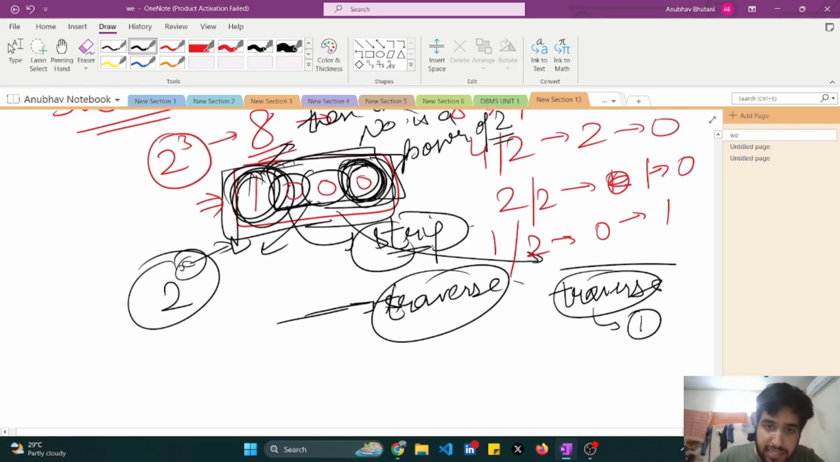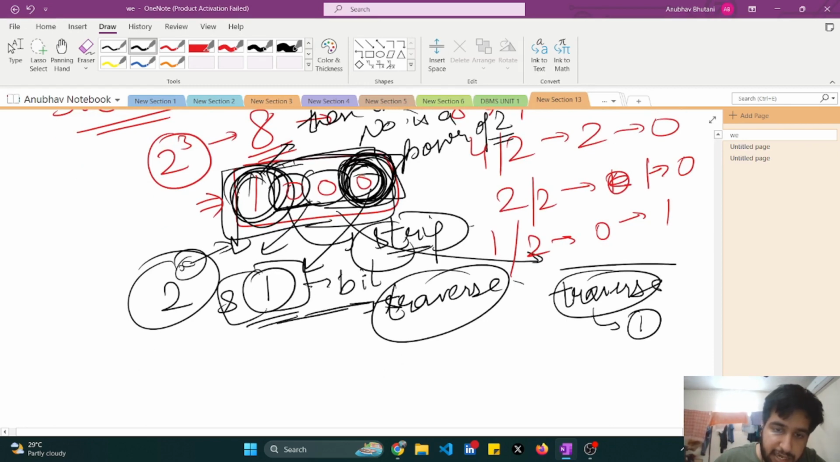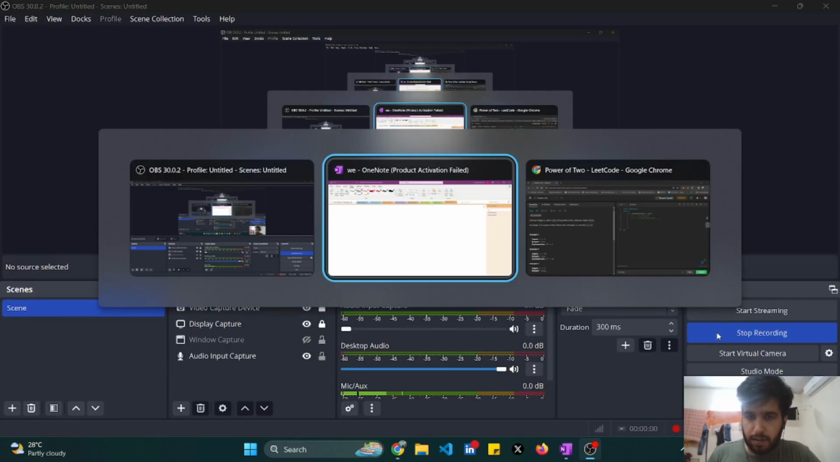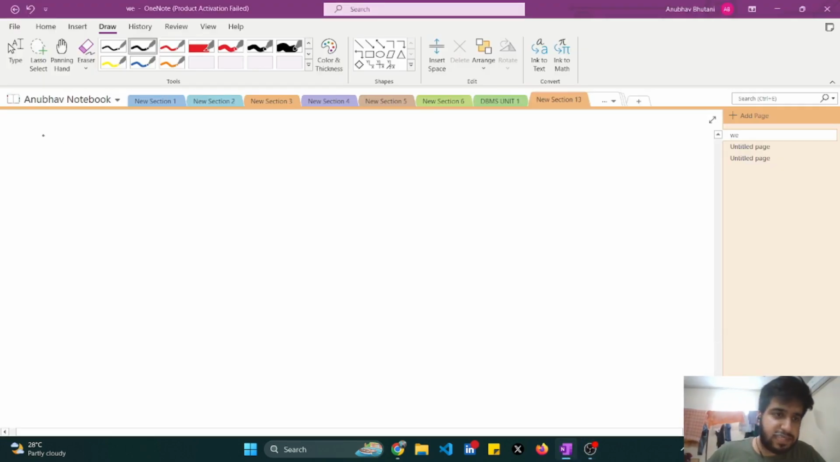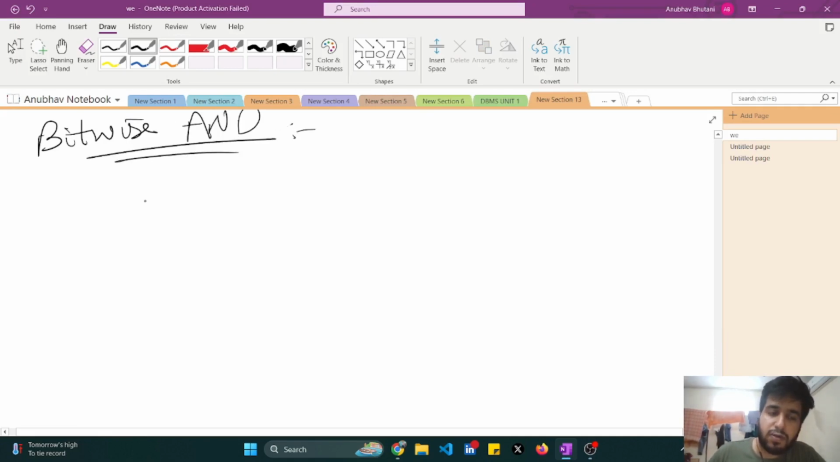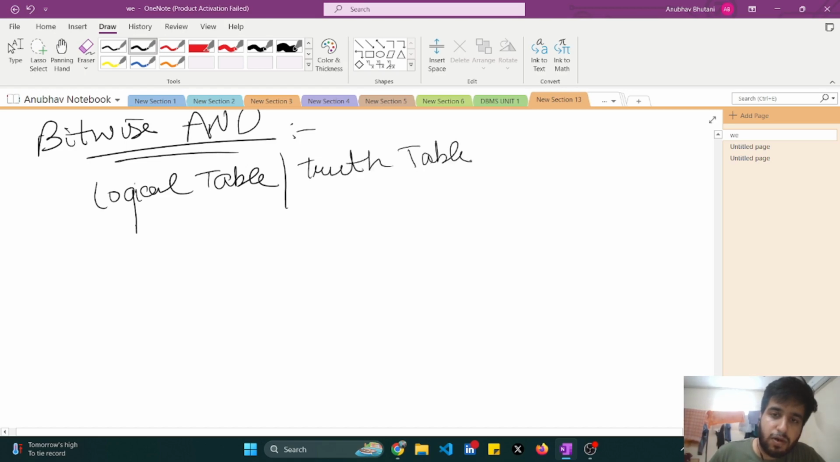And how can you extract this last value? I'll just AND it with 1. I'll just use bitwise AND for this value. So what this bitwise AND is, if you have ever heard about the logical table, or what we call the truth table of AND.